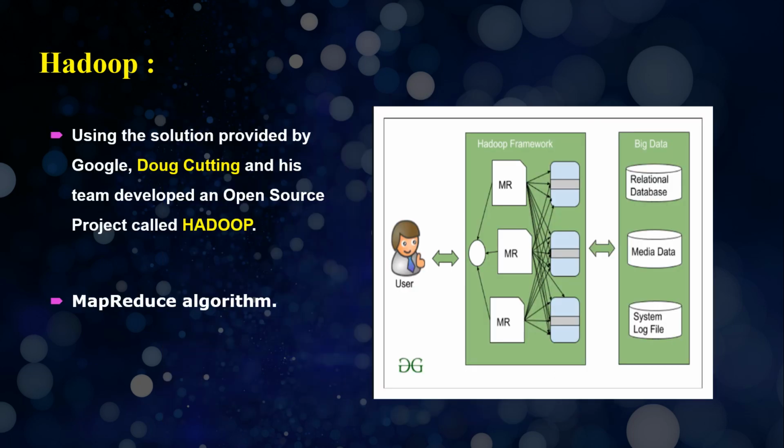Hadoop. Using the solution provided by Google, Doug Cutting and his team developed an open source project called Hadoop. Hadoop runs applications using the MapReduce algorithm, where the data is processed in parallel with others. In short, Hadoop is used to develop applications that could perform complete statistical analysis on huge amounts of data.